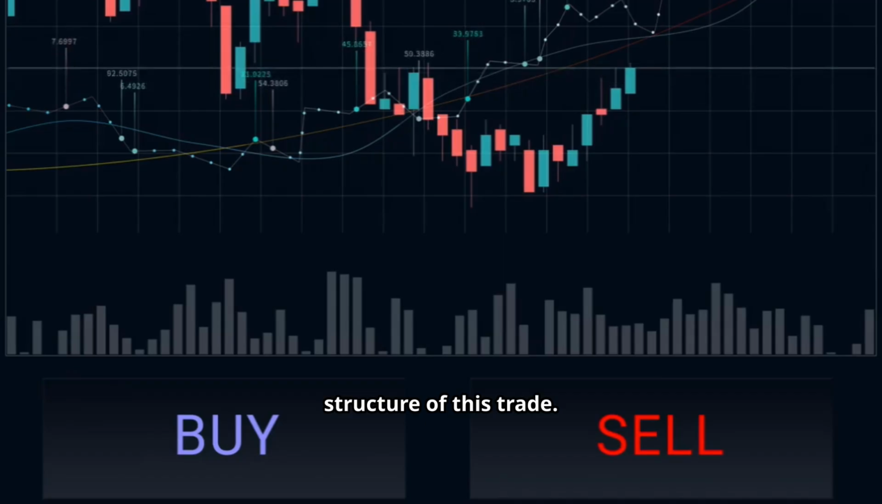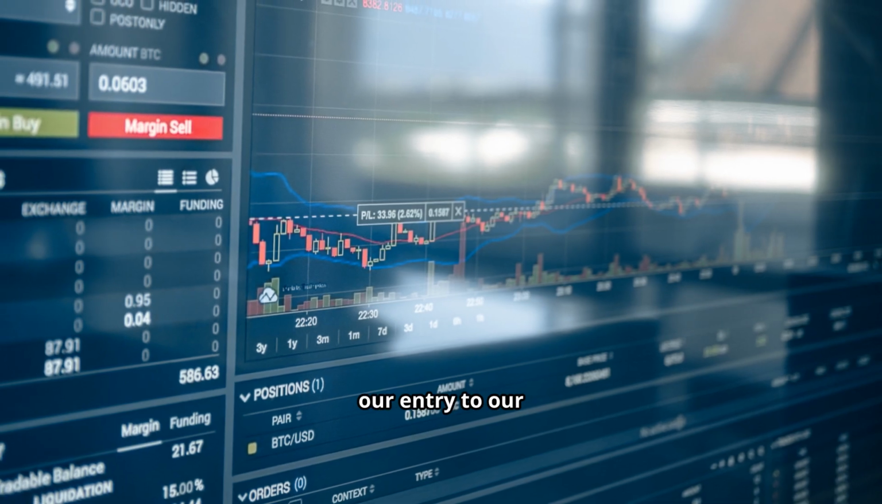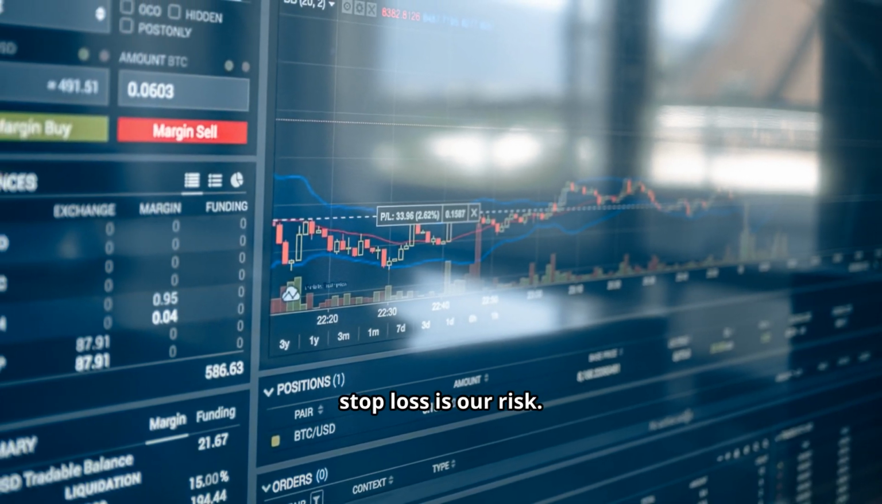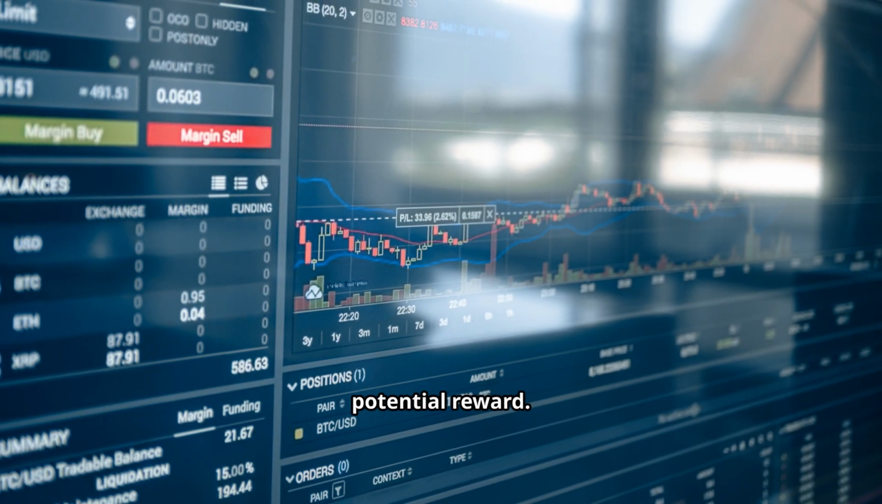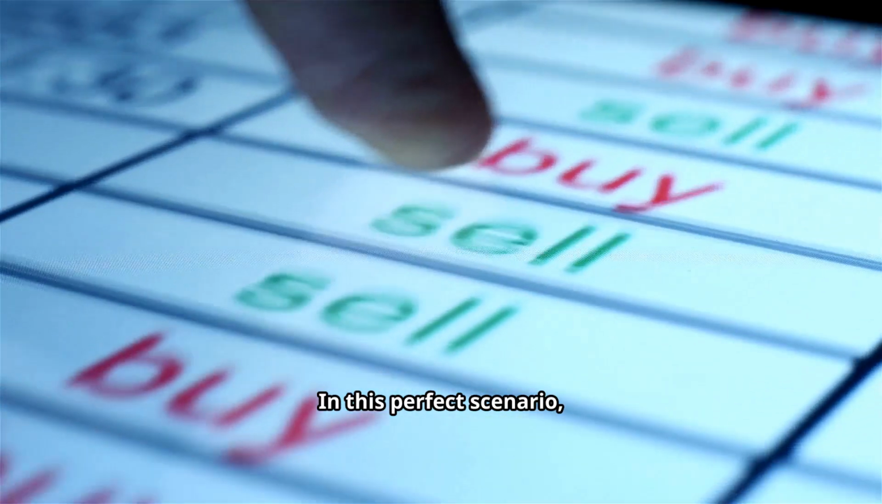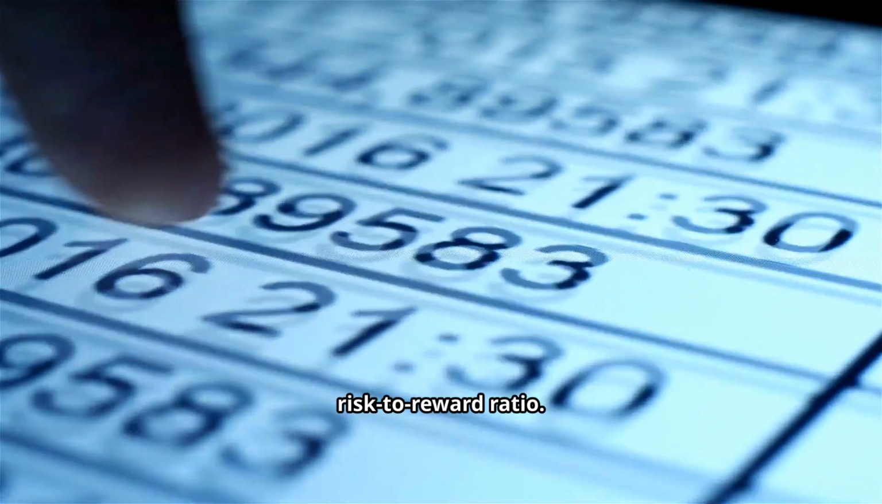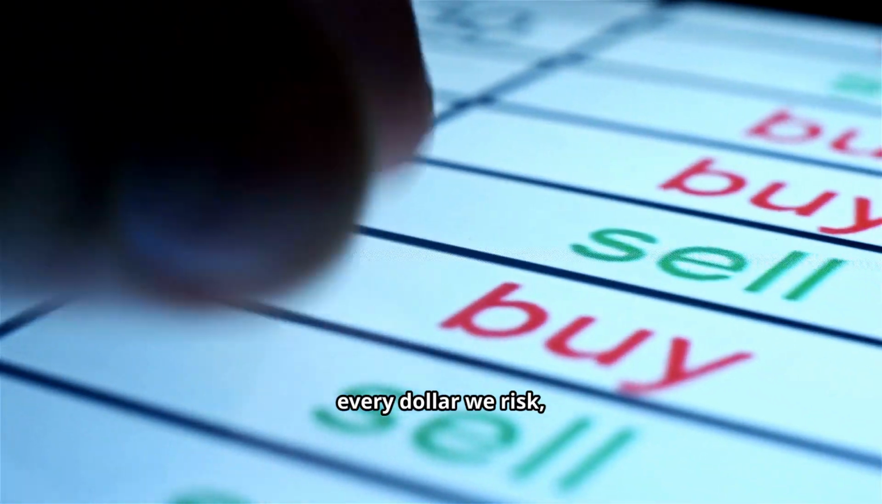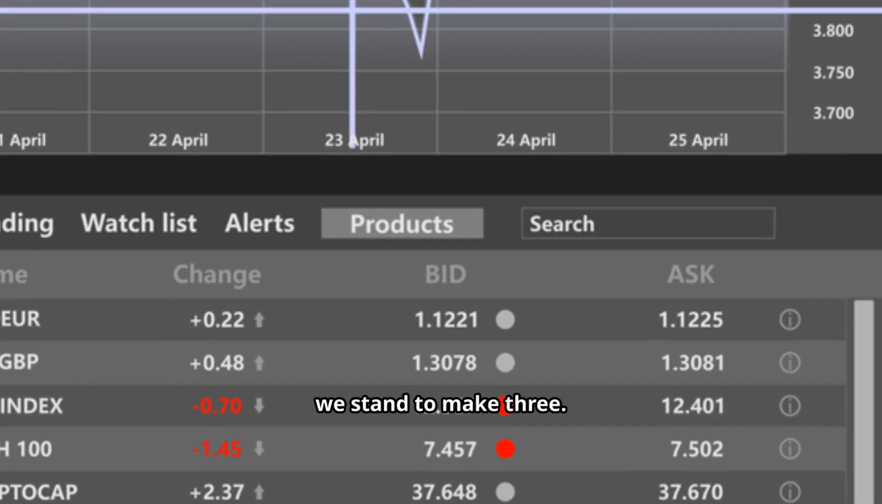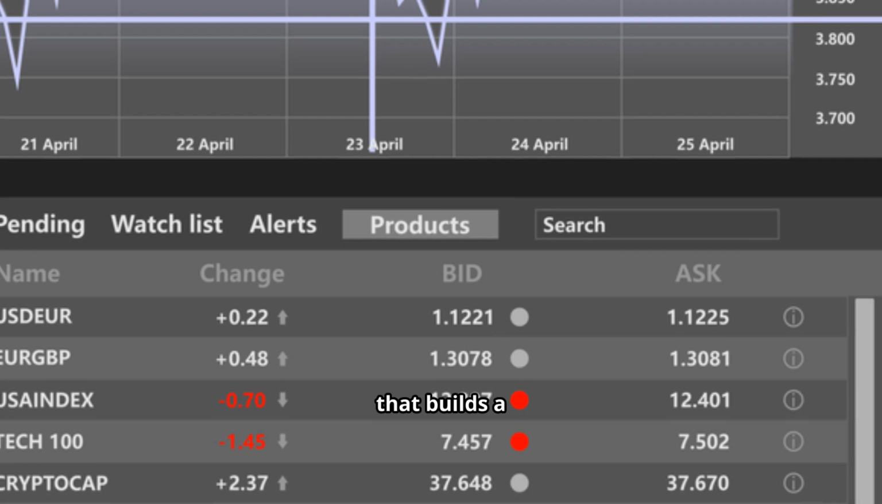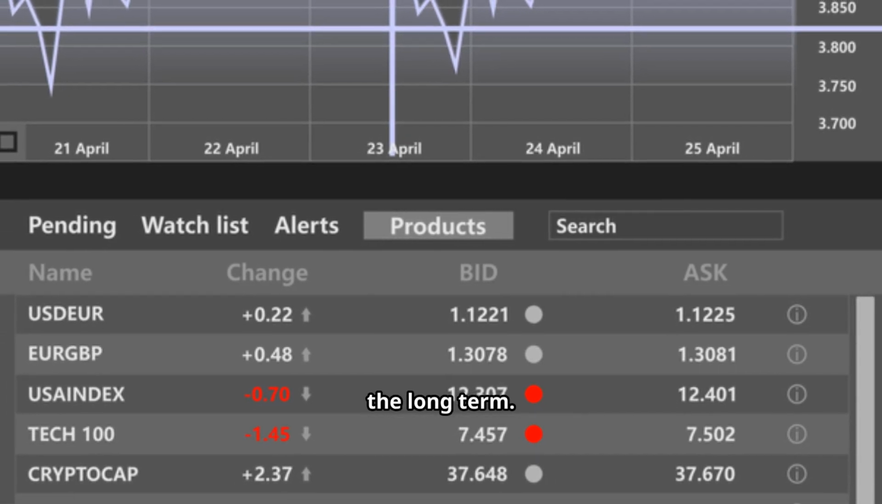Let's look at the structure of this trade. The distance from our entry to our stop loss is our risk. The distance to our target is our potential reward. In this perfect scenario, it sets up a clean 1-to-3 risk to reward ratio. This means for every dollar we risk, we stand to make 3. This is the kind of asymmetrical bet that builds a trading account over the long term.